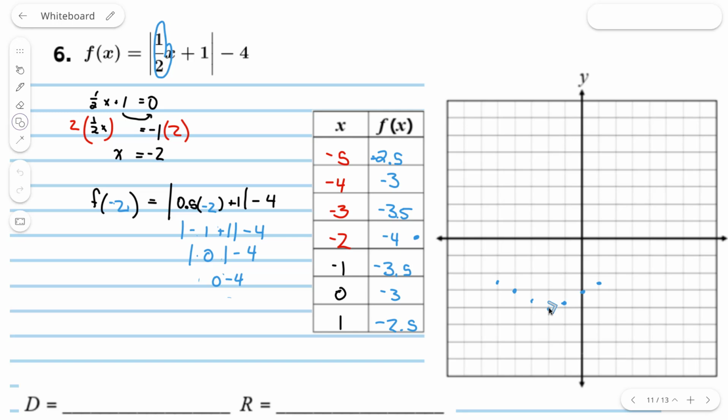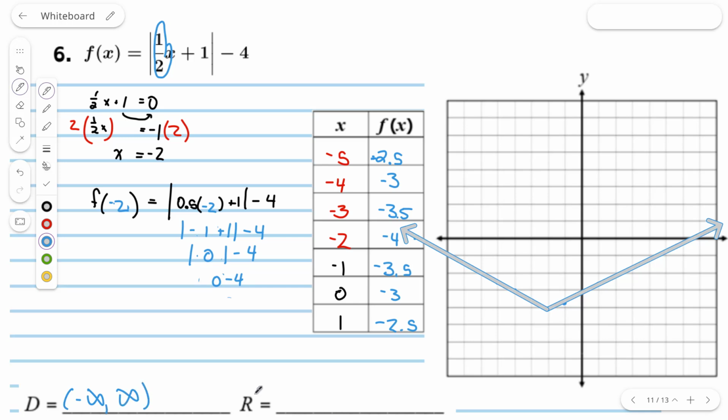I'm going to go ahead and draw in my absolute value. And I'm going to draw my absolute value going the other way. Sorry, I had to get my pen first. And so if I look at this, my domain, I'm still going from -infinity to +infinity. My range is going to go up from my lowest value, which was at -4, to +infinity.